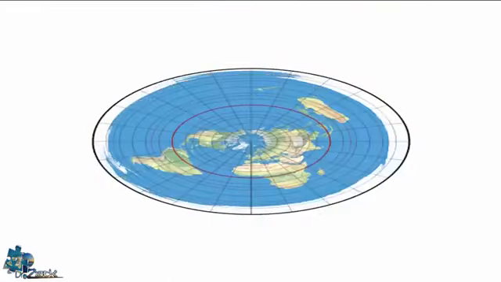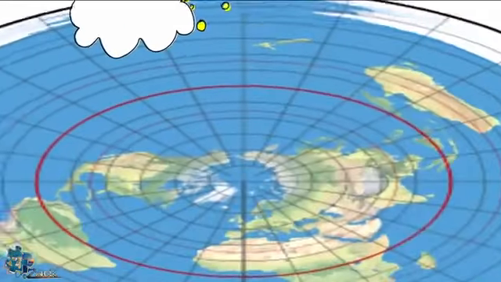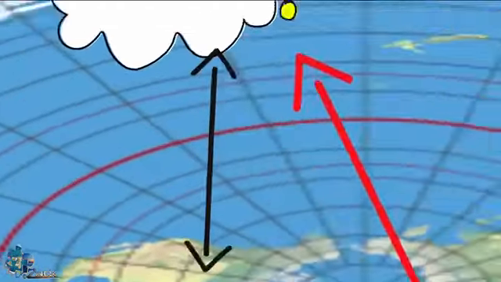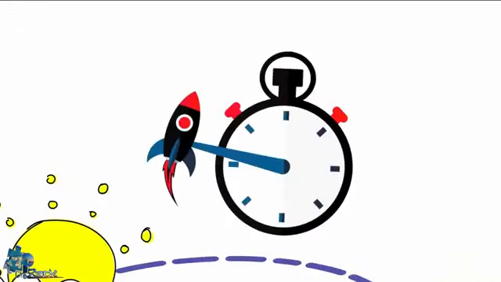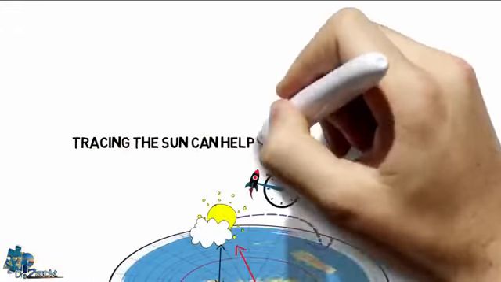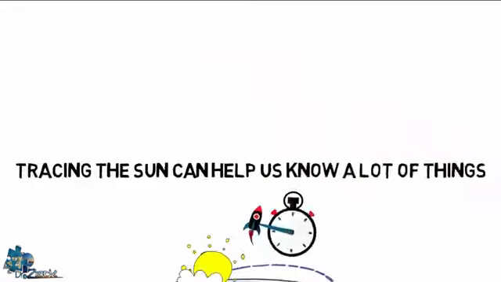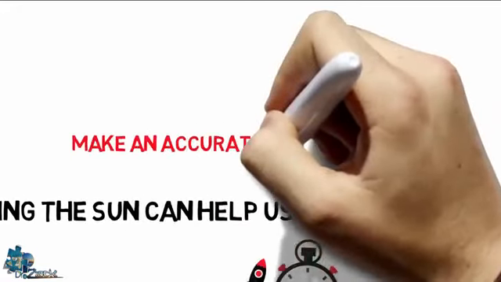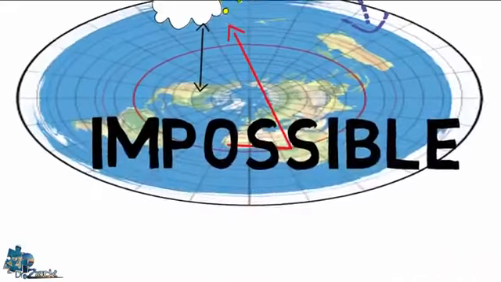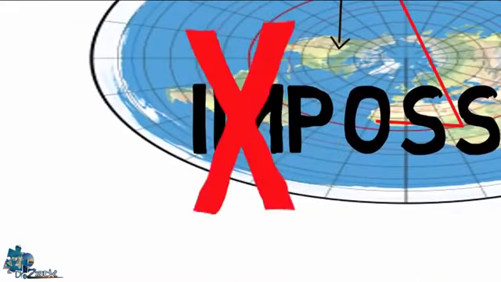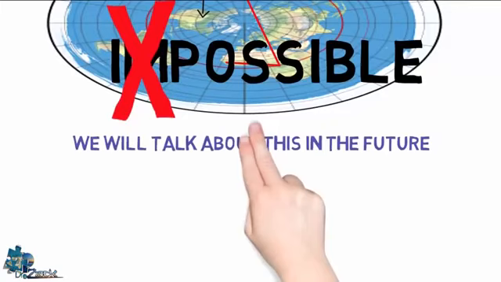So in this video, I'm going to show you a few things: how to locate the sun, how to measure the distance to the sun, how to draw the path of the sun, and how to measure the speed of the sun. Tracing the sun can help us know a lot of things, and the most important thing that we should start with is to make an accurate flat earth map. No, it's not impossible. We just need to help each other. But we will talk about this in the future.